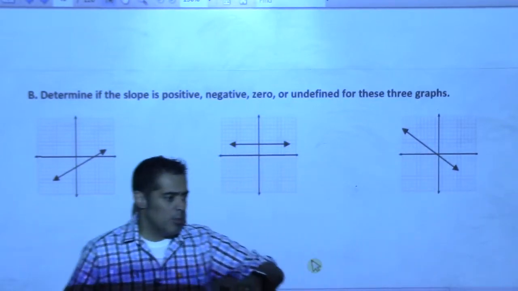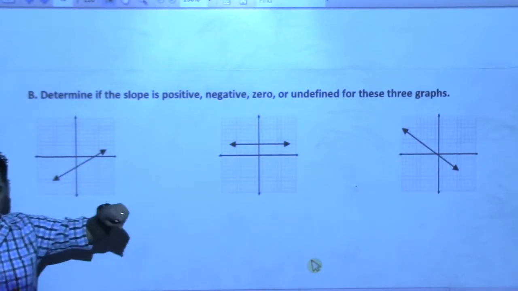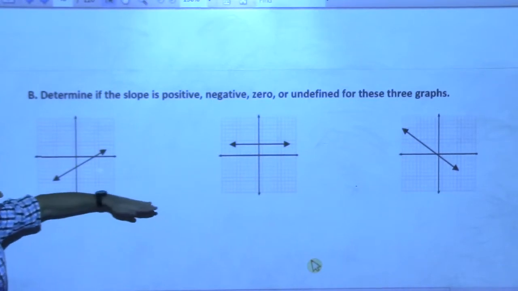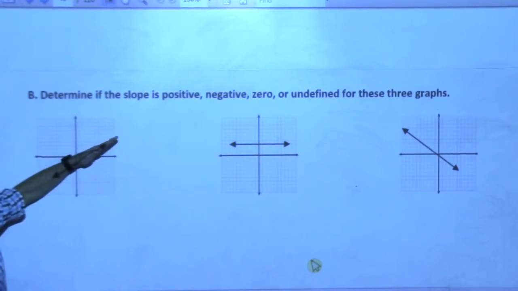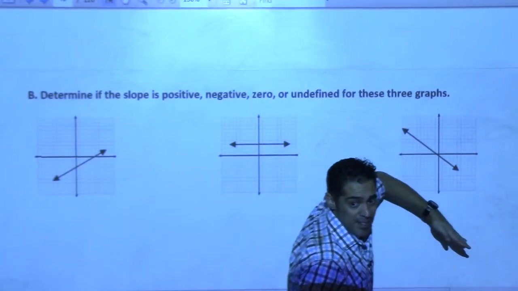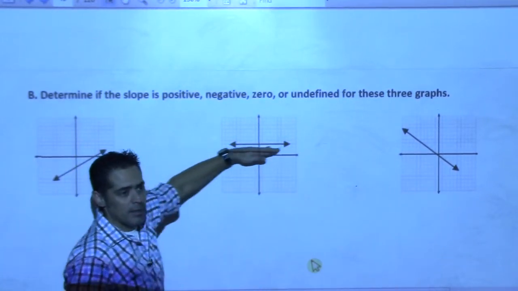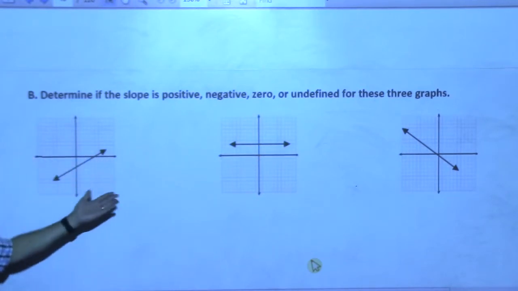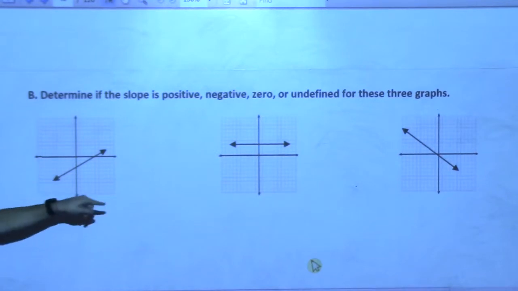We all understand that when it comes to a line, m is the slope, right? If m is positive, you're like this. If m is negative, you're like this. And if m is 0, you are a flat line, like this. So all they're asking here is determine if it's positive, negative, or 0. So positive, 0, negative.